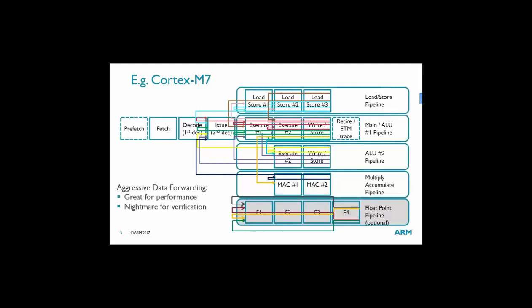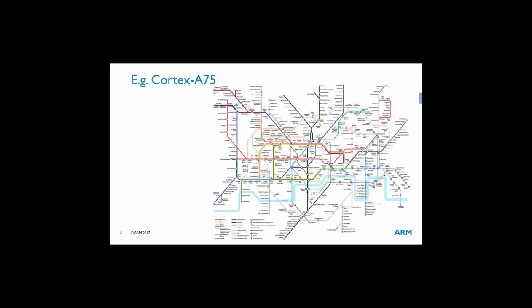So aggressive data forwarding, it's great for performance. M7 has a great IPC, but it's a nightmare for those of us who have to verify these things. I'll give you a slightly scarier example. Our biggest core to date, Cortex M33, this is a visual representation of the forwarding paths within that core. Looks a little bit like the London Tube map. That's just an artist's impression, but the serious point is that this is even harder.